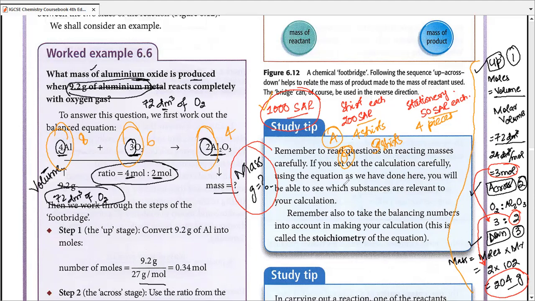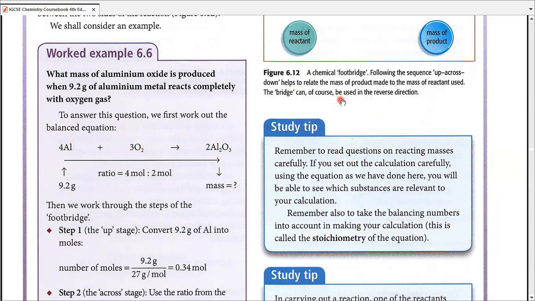And I'm going to get to this study tip. Remember to take the balancing numbers into account while making your calculation. This is known as stoichiometry of the equation. This is what quantitative chemistry is all about. That means we take balanced chemical equation numbers and we use them in order to calculate anything. Okay, so what I'm going to do is come up with an example and I need both of you to solve that example.